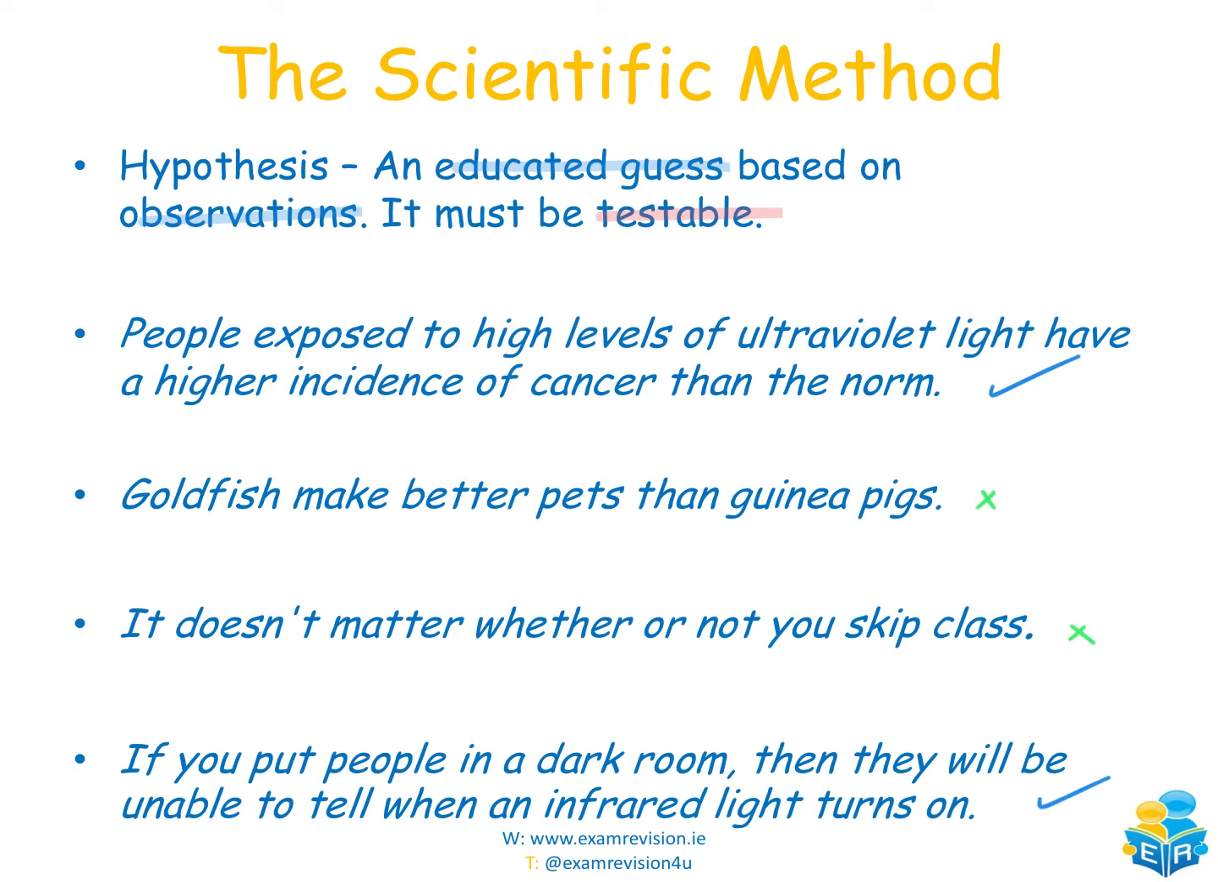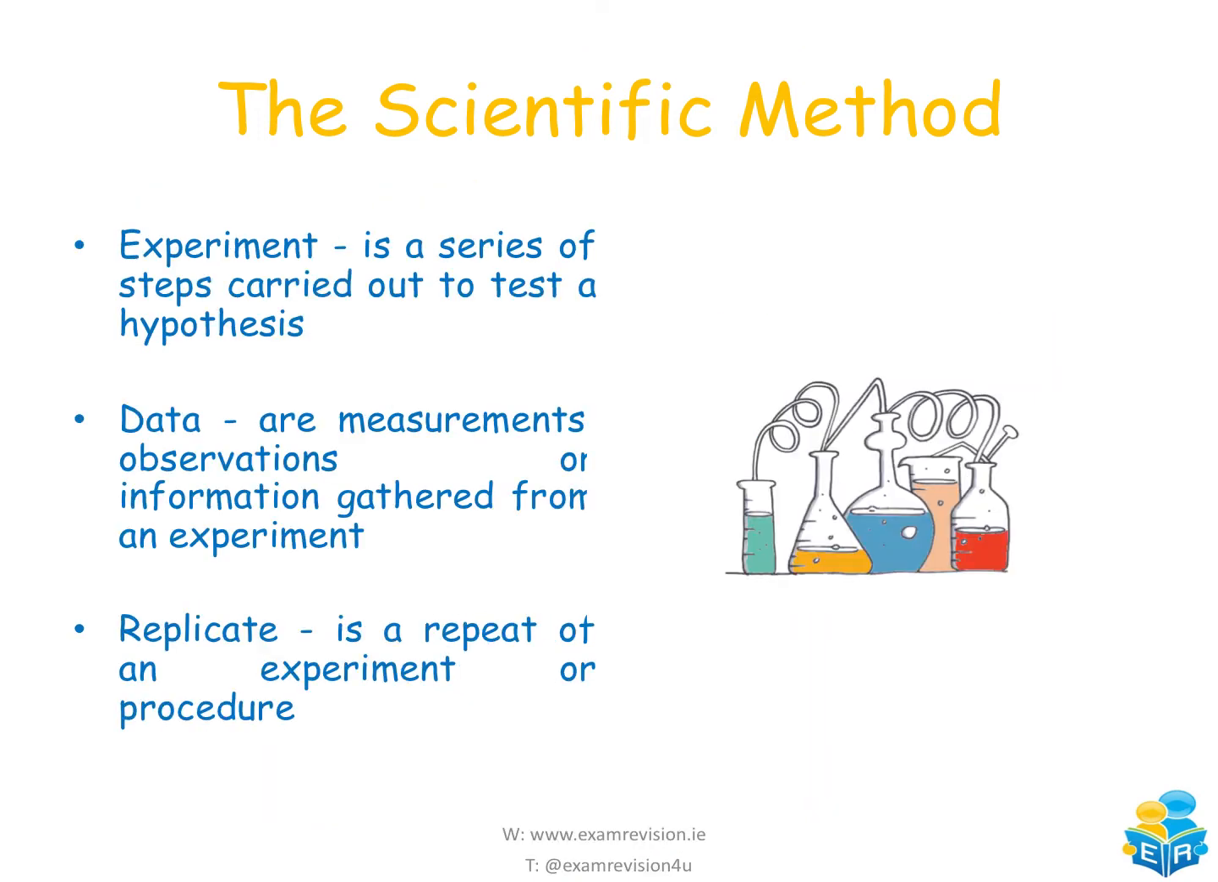Exact same down there for it doesn't matter whether or not you skip class. So at the minute, we can't actually test that. What are we testing? We have to set the parameters for ourselves. We have to find the variables. And then once we have those, we might be able to test it to some degree, but they're very, very difficult to actually test on.